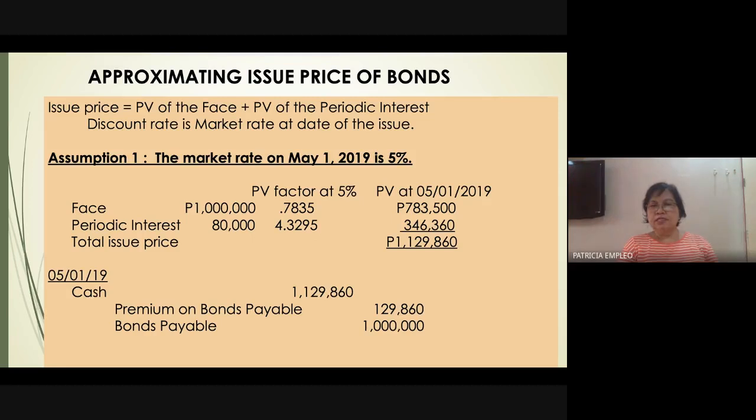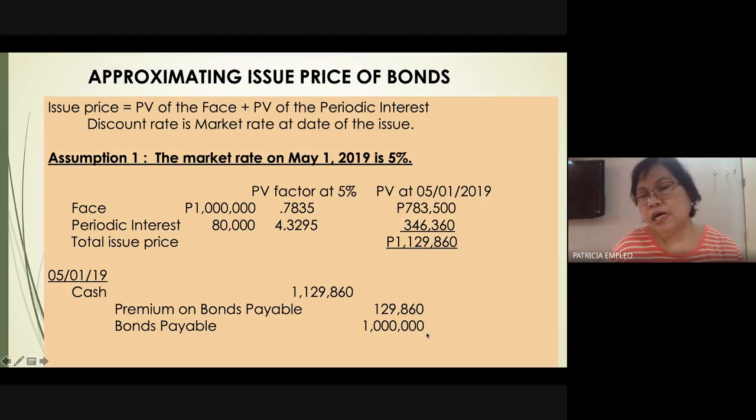The answer is still the issue price of 1,129,860. So even if the bonds payable is credited for 1 million, there is another account of 129,860 which in the statement of financial position will have to be added to the ledger balance of bonds payable to arrive at the total carrying value or amortized cost of the bonds payable.